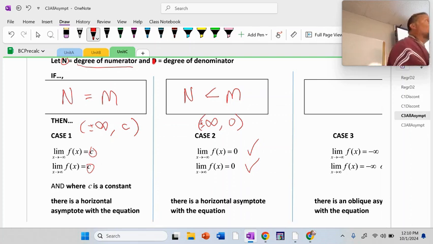Limits mean approach, not actually happen, because I can't come up with the number infinity. It's an idea. But if that idea holds true, then I would get that as an output value.